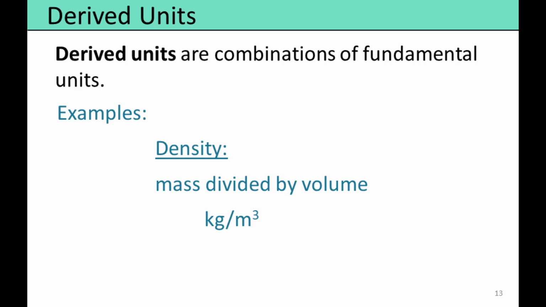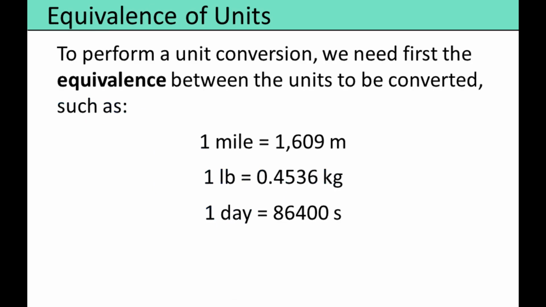We often need to convert a quantity from one system of units to another. To perform a unit conversion, we need first the equivalence between the units to be converted. For example, 1 mile is equivalent to 1,609 meters, or 1 pound is equivalent to 0.4536 kilograms, or 1 day is equivalent to 86,400 seconds.